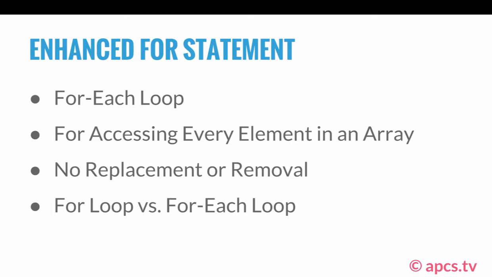This brings up an important topic: the for loop versus the for each loop. Both loops can be used for accessing elements in an array. The difference is that the for each loop is not used to replace, remove, or change different elements, while the for loop is. So with the for loop, I can change the values of different elements, but with the for each loop I can't do that.